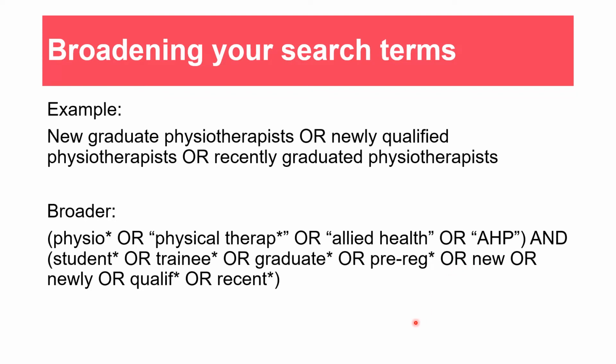So by separating the search line into 2 parts, we'll find anything that says physios and graduate of physio and pre-registration, or allied health and new allied health professionals, for example. So this will give a broader set of results to work with.